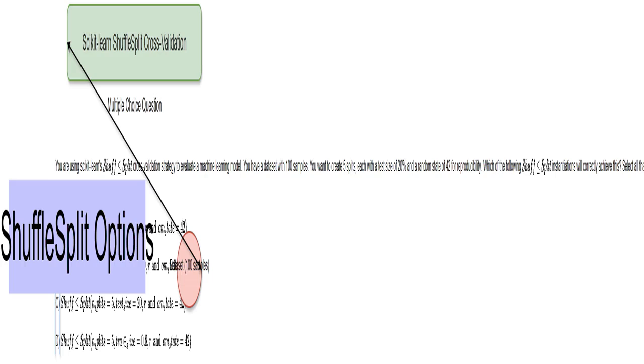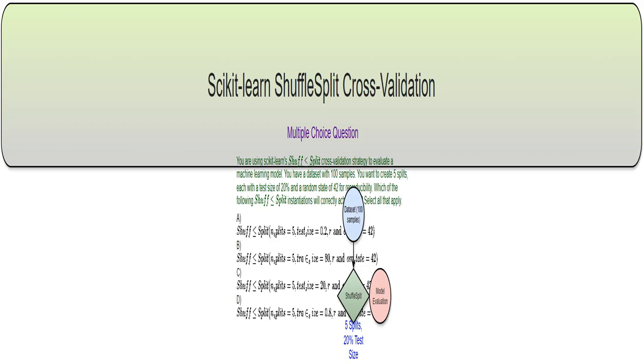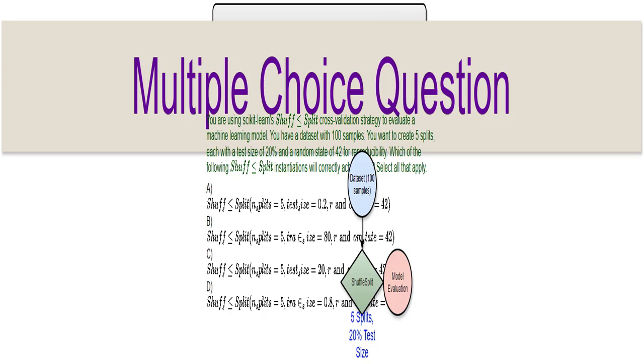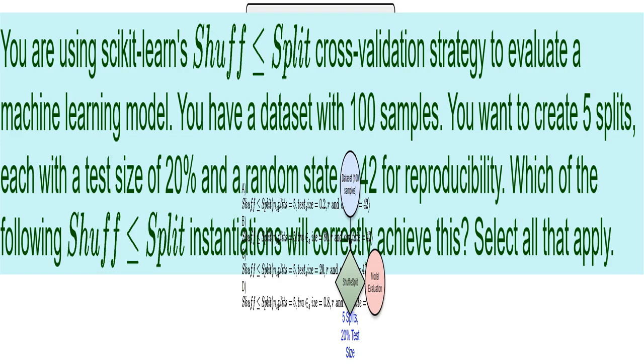These are the different ways to configure the ShuffleSplit function to achieve the desired splitting of my dataset. I'm using scikit-learn's ShuffleSplit, a tool for splitting data into training and testing sets, for cross-validation. Cross-validation helps you evaluate how well your machine learning model generalizes to unseen data. This is a multiple-choice question testing my understanding of how to use ShuffleSplit. This question describes the task. I need to choose the correct ways to set up ShuffleSplit to get 5 splits of my 100 sample dataset, each with 20% of the data held out for testing. Using a random state ensures the same splits are created each time for consistency.